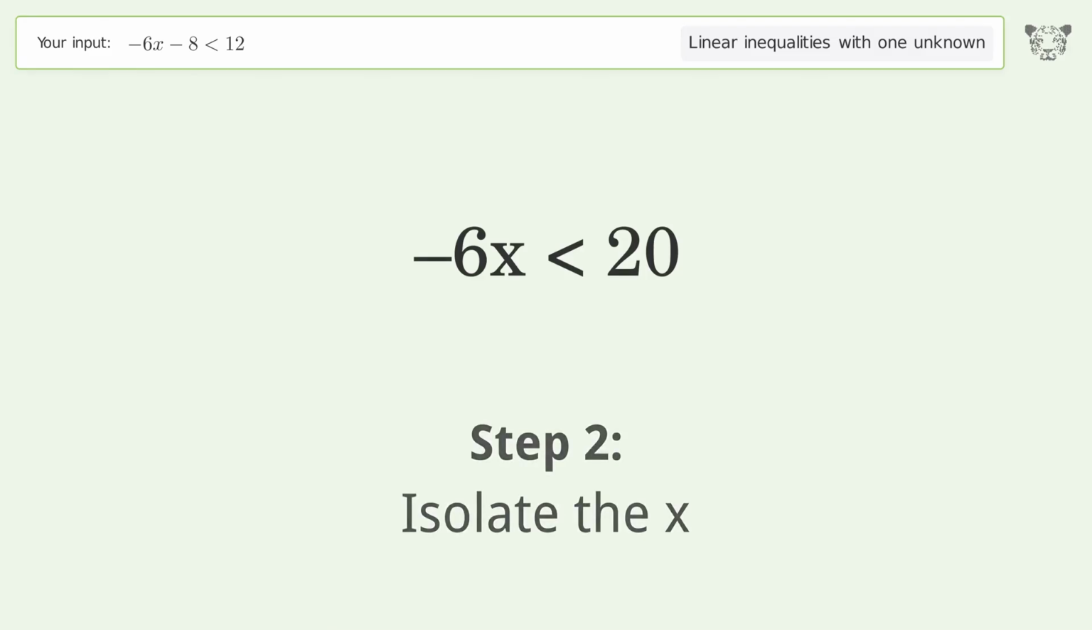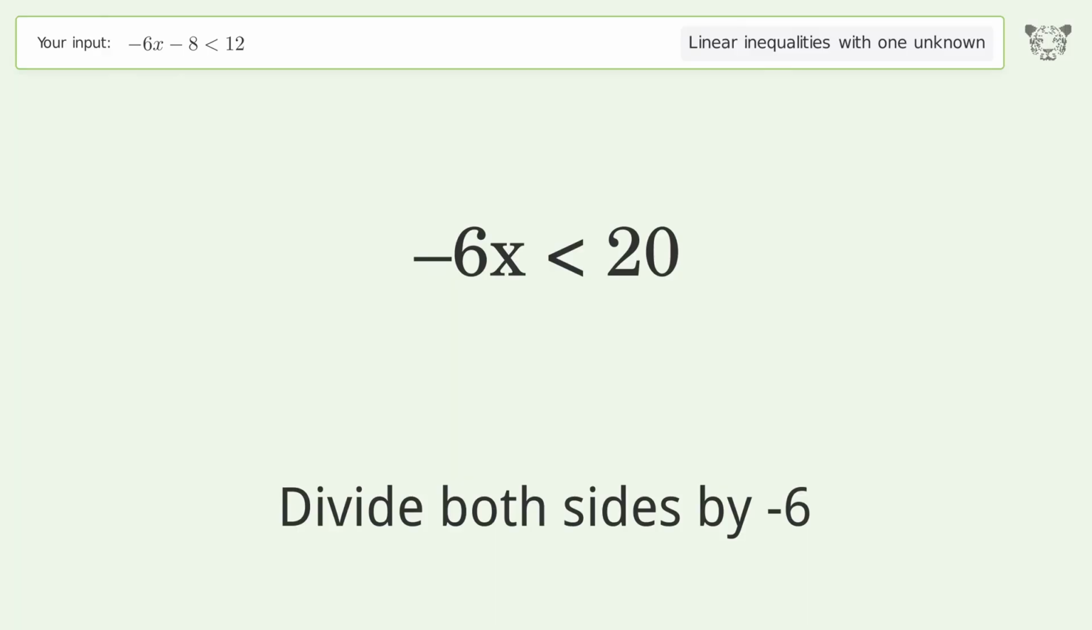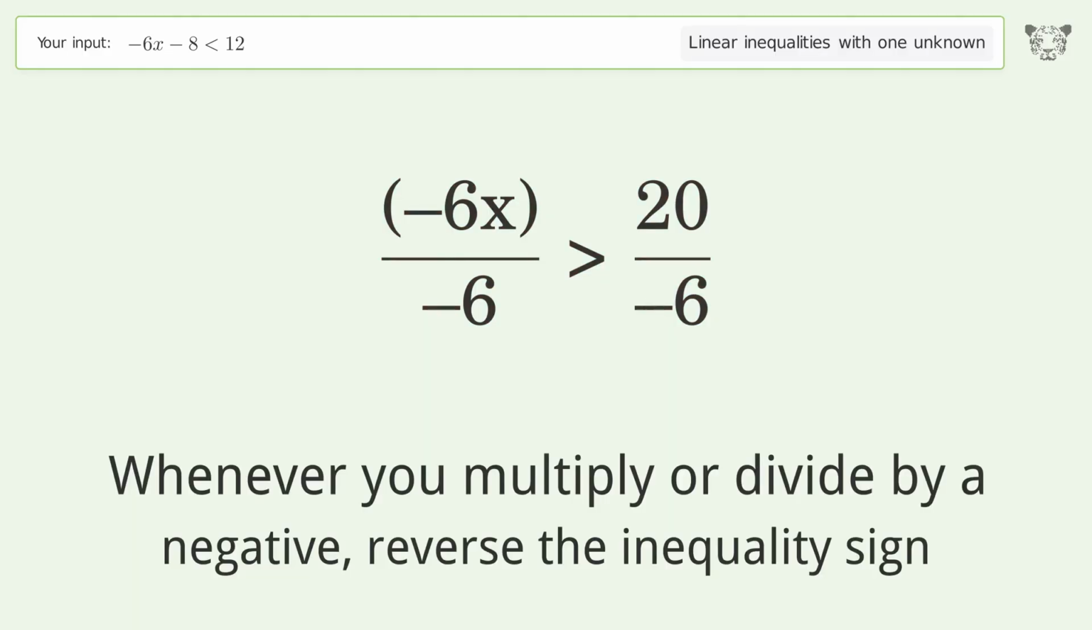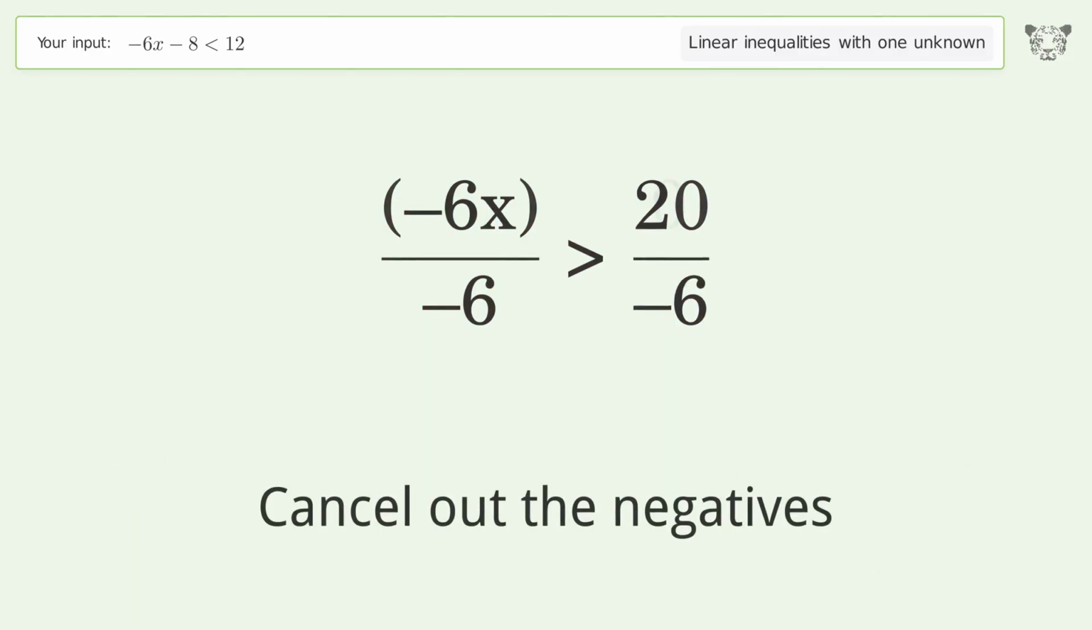Isolate the x. Divide both sides by negative 6. Whenever you multiply or divide by a negative, reverse the inequality sign. Cancel out the negatives.